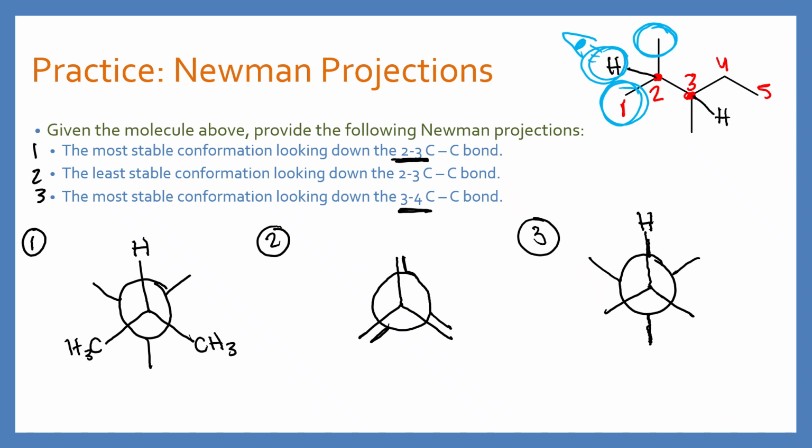Oh, whoops, I just realized number 3 is a 3,4 carbon-carbon bond. I meant to do this on number 2. So I'm going to leave these 2 sticks blank to represent my methyls. So then on carbon number 3, I have a methyl, a hydrogen, and an ethyl group.